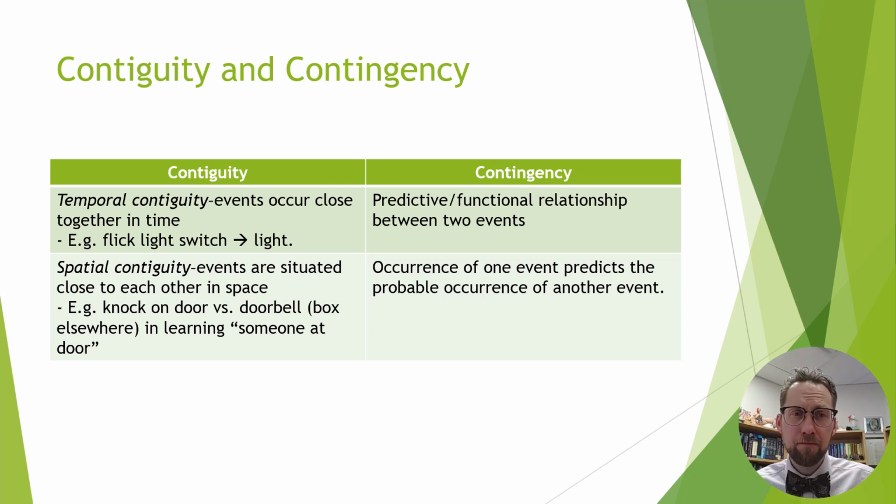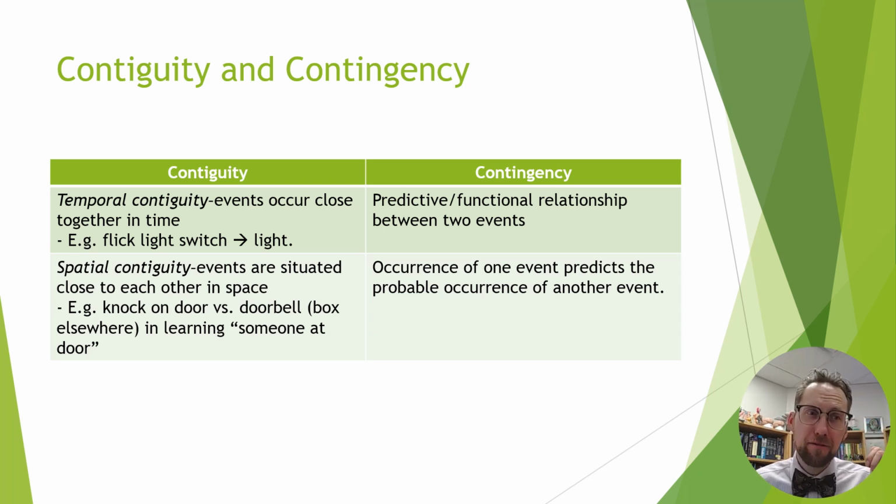Contiguity means that two things occur closely together. And they can distinguish between temporal and spatial contiguity. Temporal means time, right? So temporal contiguity means that you have two events that occur close together in time.